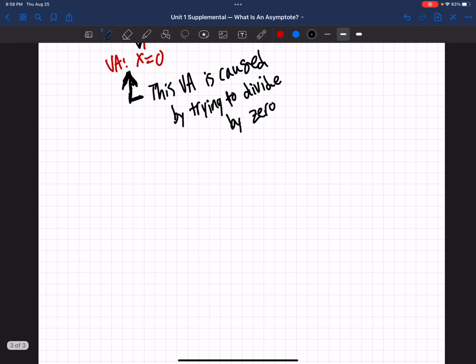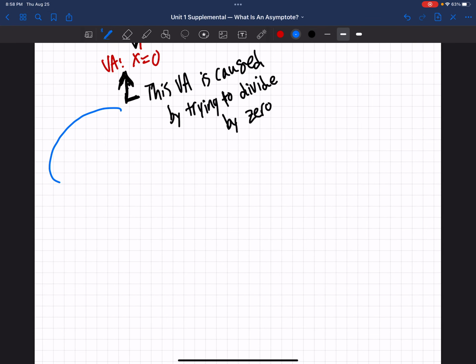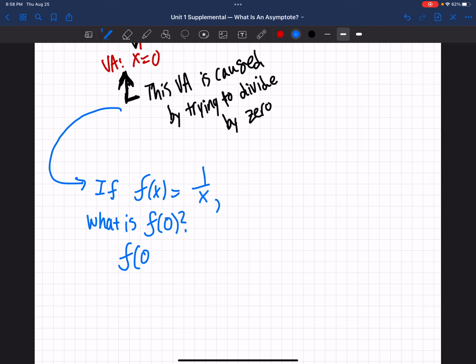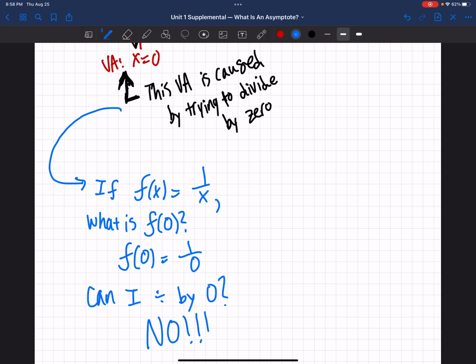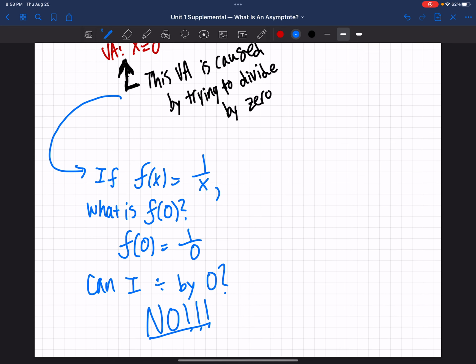And if you don't know what I mean by that, observe, right? If f of x equals 1 over x, what is f of 0? Well, f of 0 is 1 divided by 0. And can I divide by 0? No. No, I can't. I cannot divide by 0. It's bad. You might say, why, Mr. Spake? Why?